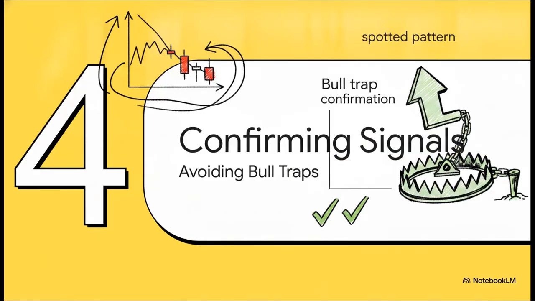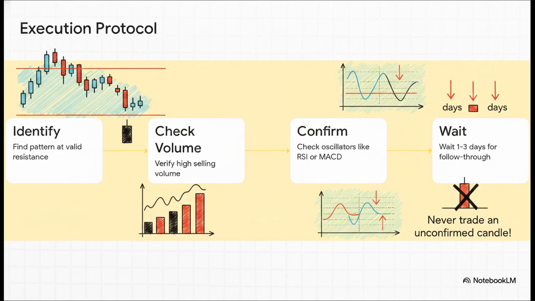Which brings us to Section 4, How to Confirm Signals. Let's talk about your execution protocol, because you absolutely have to follow a disciplined checklist here. Step 1. Identify the pattern at a valid resistance level. Step 2. Verify there's high selling volume. Step 3. Confirm momentum exhaustion with your oscillators, like the RSI. You're specifically looking for it to be overbought, up above 70. Or you can check the MACD for a bearish crossover. And finally, Step 4. Wait 1 to 3 days for bearish price follow-through. Seriously, never ever trade an unconfirmed candle.